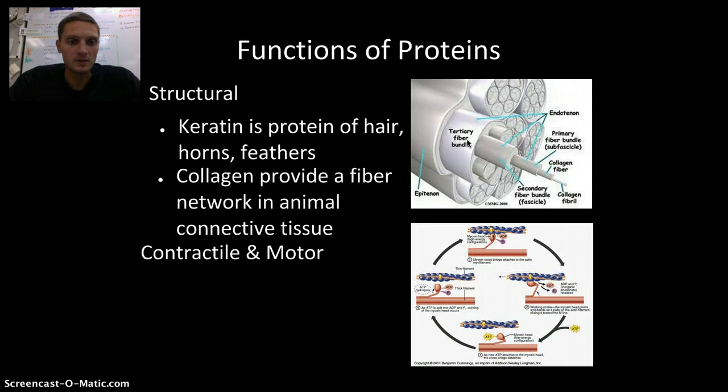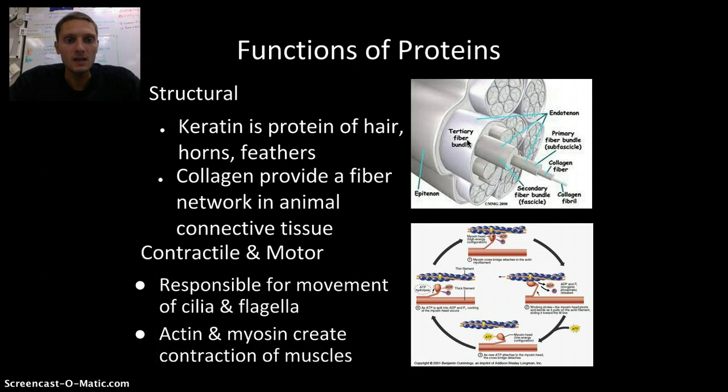Our last example is contractile and motor, and so proteins responsible for the movement of cilia and flagella in some eukaryotic cells. Actin and myosin are a great example in the contraction of muscles, and so the proteins are actually helping those muscles to move. This occurs very quickly and energy is required, but it's allowing those muscle cells to actually move.